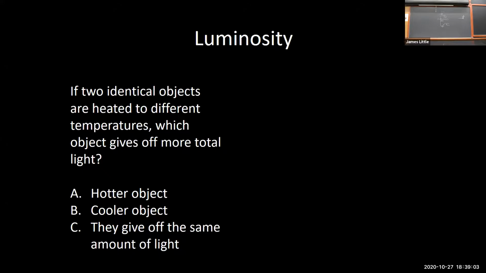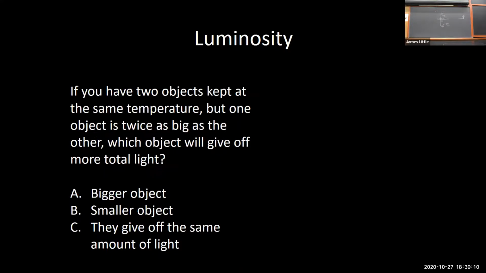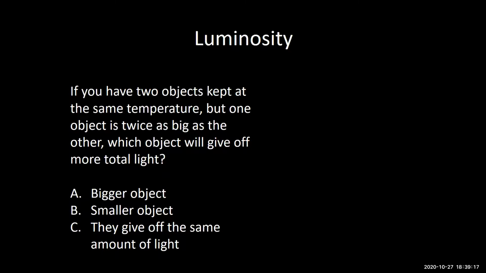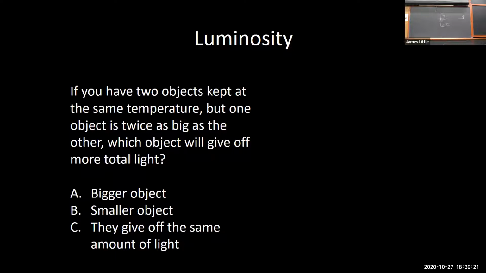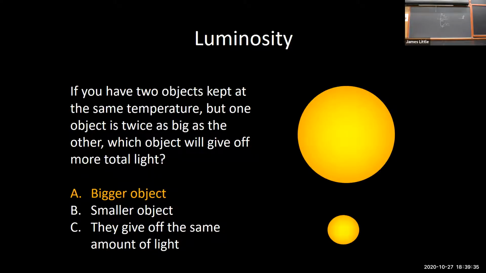Okay, so two identical objects, the hotter object gives off more energy. I'll consider a question a little bit more tricky. Two objects at the same temperature, but one object is twice as big as the other, which object will give off more total light? And it may help you to substitute the word heat for light here as you think about this. Lots of us have stove ranges where we have little ranges and much bigger ranges. So which range heats more effectively? Pause, think, guess, and yes, it's the bigger object.